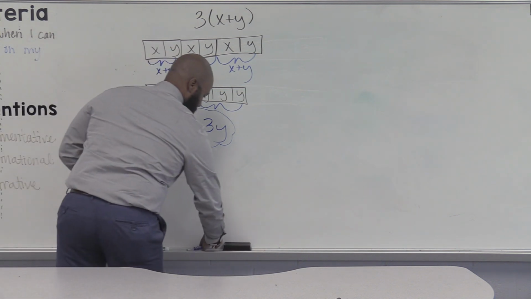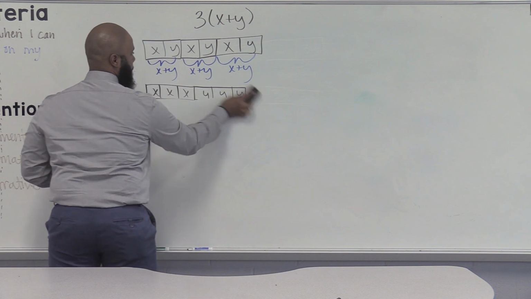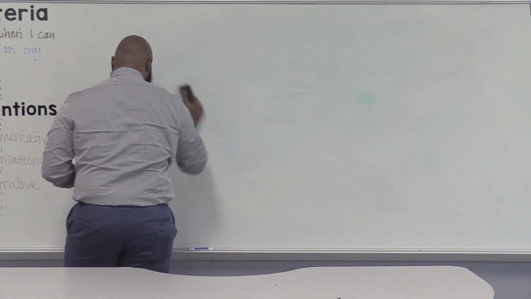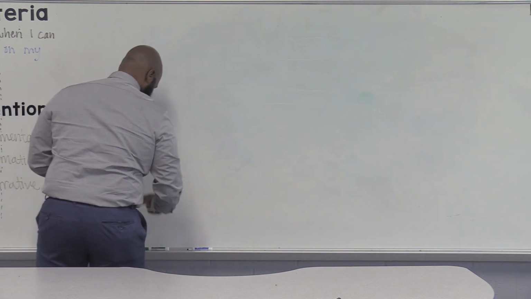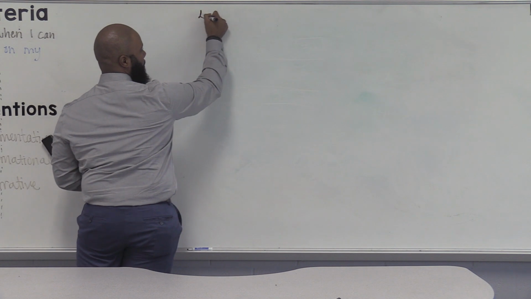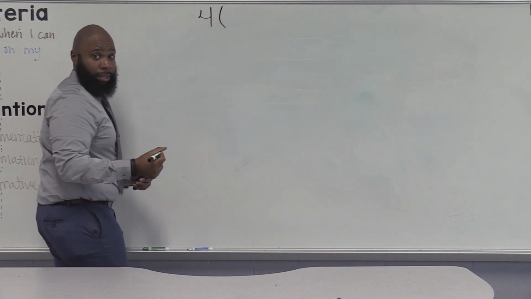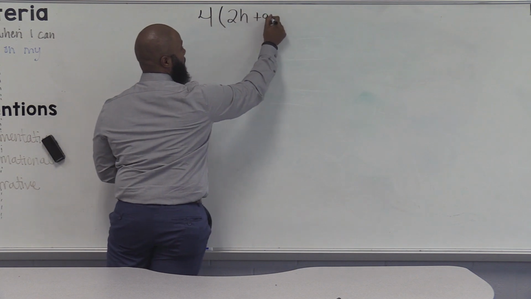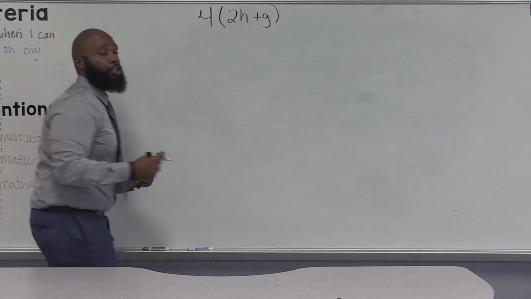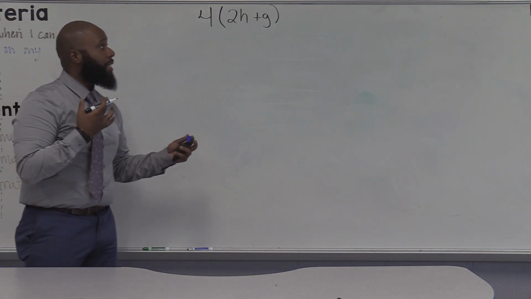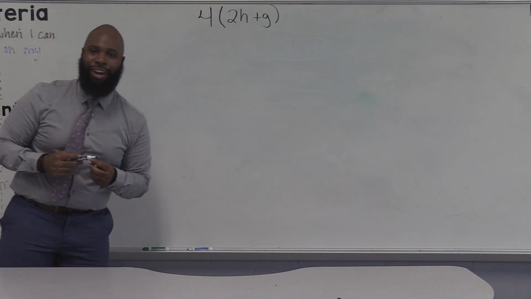Let me erase my board. All right, so my next problem we're going to do, let me step it up a bit. So it's going to be 4 times 2h plus g. I want you to try using a model and then combining your like terms to get your answer. I'm going to give you a few minutes to try it out.